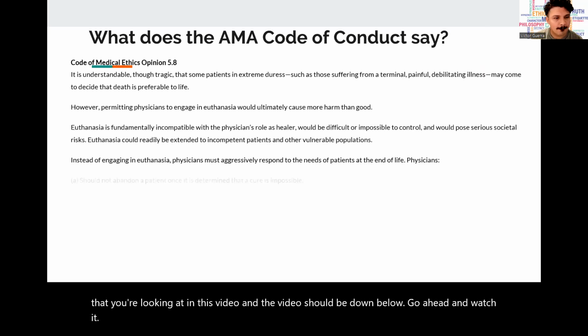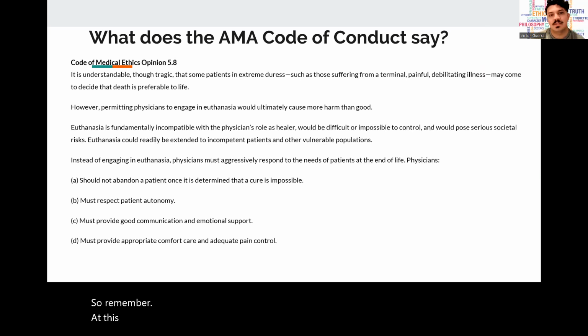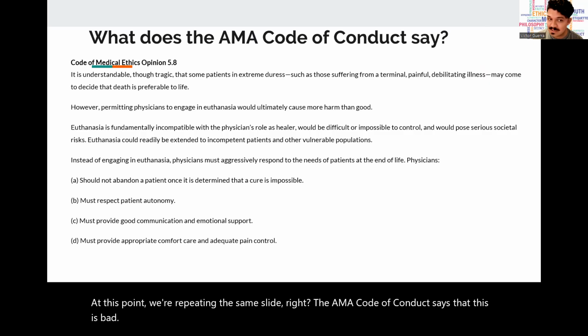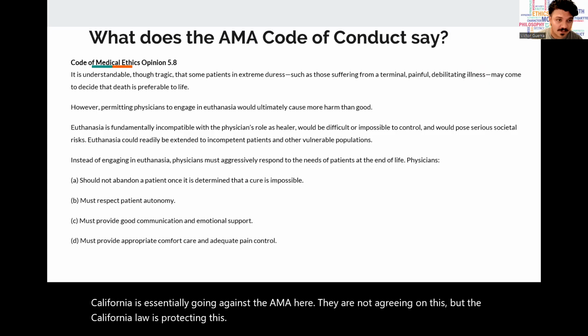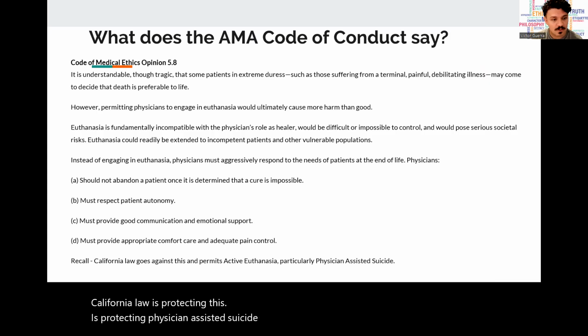So remember, at this point, we're repeating the same slide. The AMA Code of Conduct says that this is bad. California is essentially going against the AMA here. They are not agreeing on this, but the California law is protecting physician-assisted suicide for now.